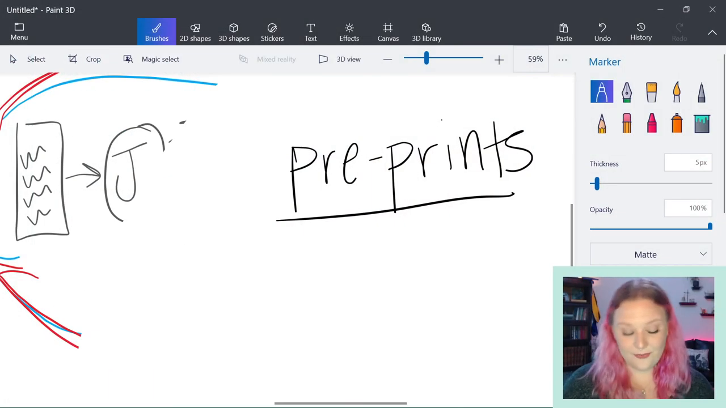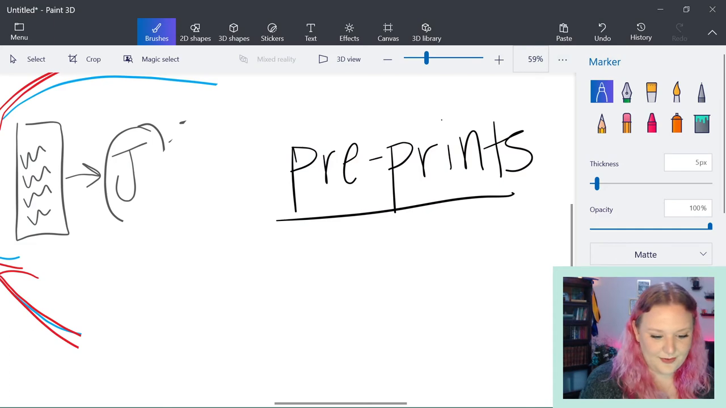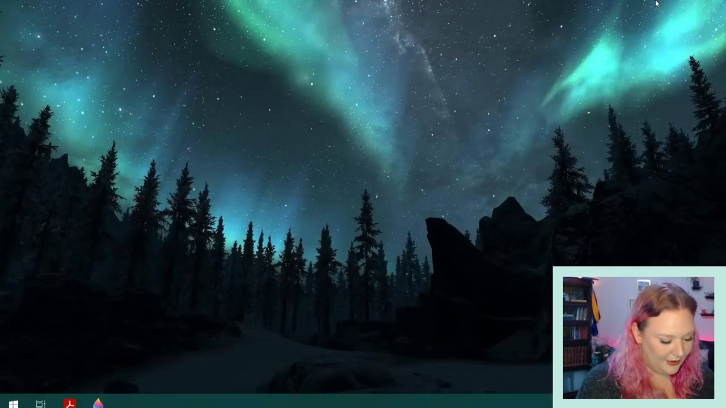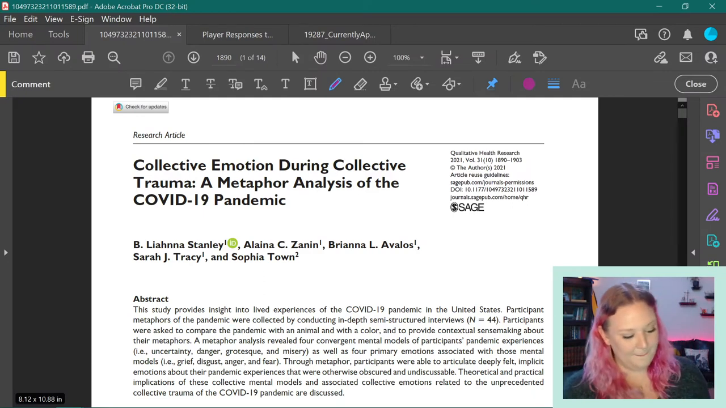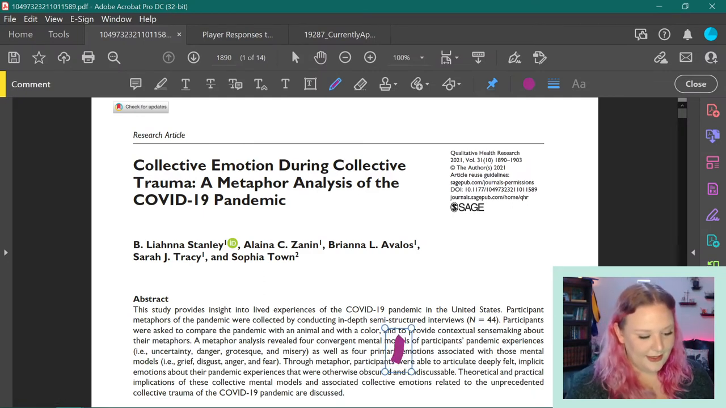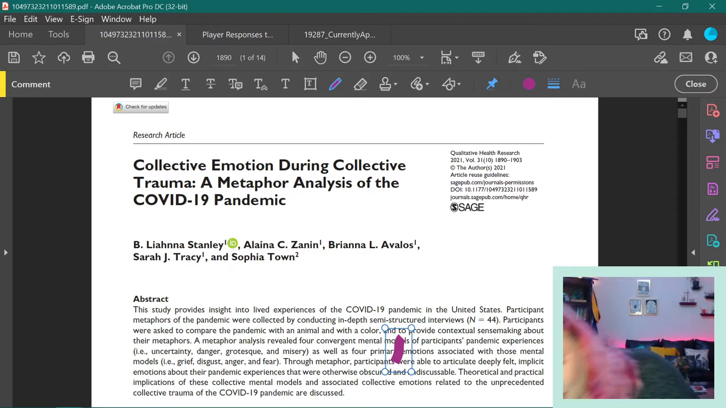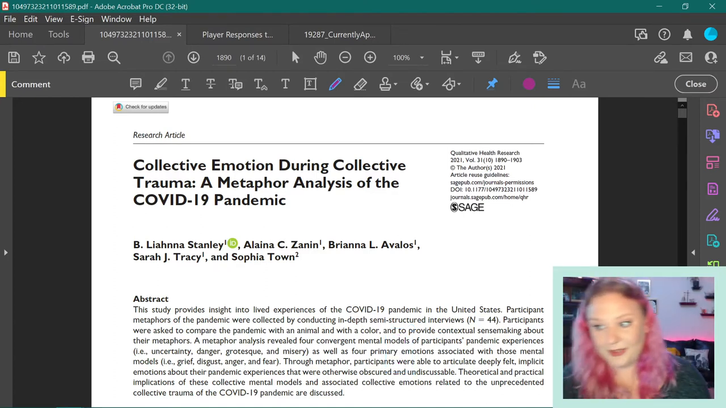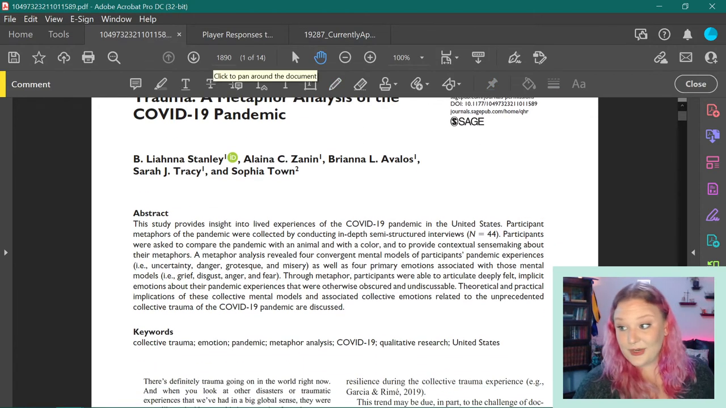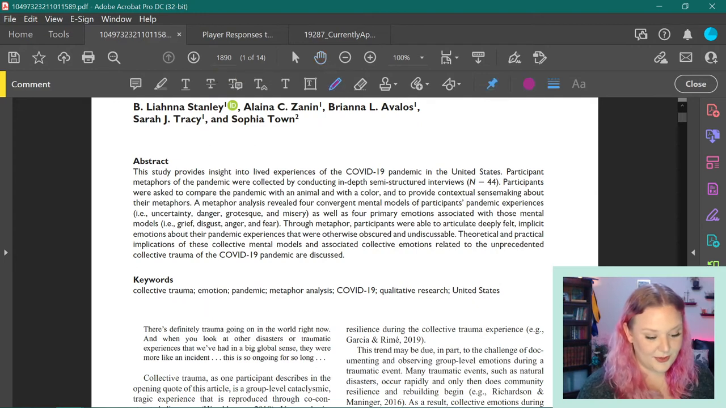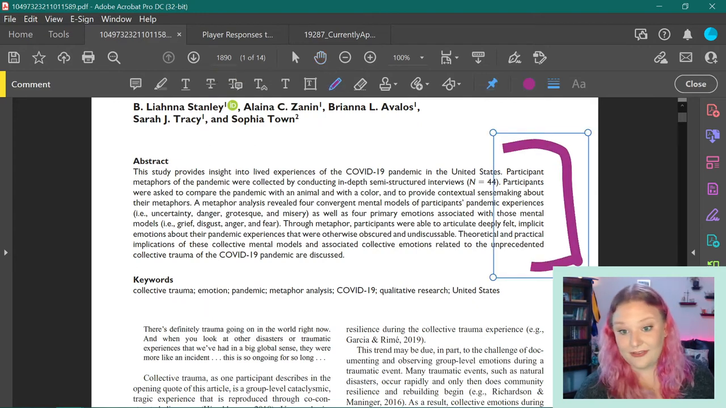So let's see how this usually works. We'll go through an article and you can see it happening. Okay, so here is an article that was published relatively recently. You'll see right here, we start off with our abstract. Here's just a super quick one paragraph summary of what this research does.